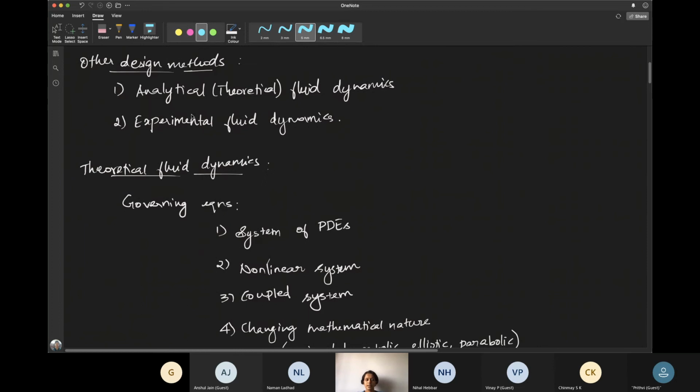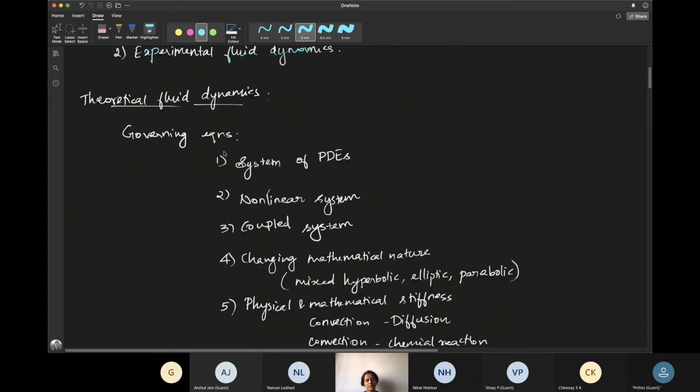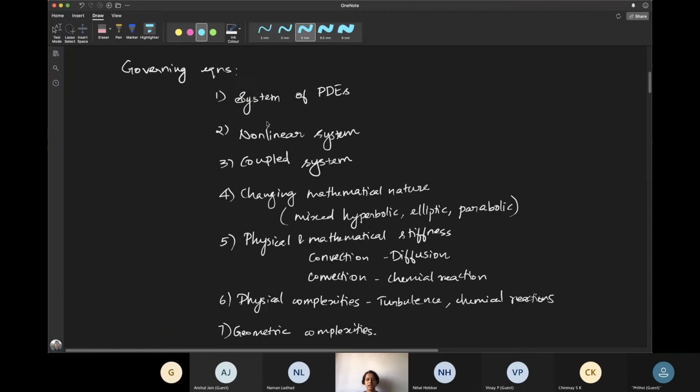So other than CFD, we have analytical or theoretical fluid dynamics and experimental fluid dynamics. To study any system, we use either an analytical approach or go to experimental methods. Before CFD, these were the only two techniques available. Now we have CFD as well. So the difficulties in the theoretical approach are the following.